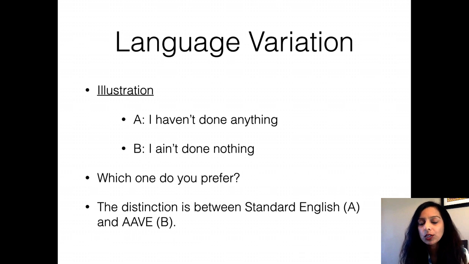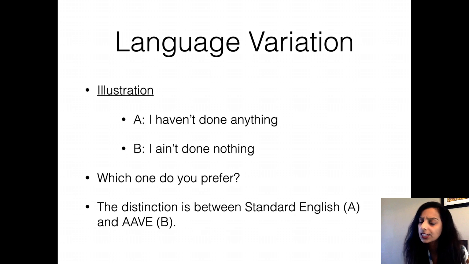Here's another example which is more probably familiar to you. A says, I haven't done anything, and B says, I ain't done nothing. The variation between A and B is that of Standard English, which is A's version, versus dialects of English, or a variation of English called African American Vernacular English. This is really the technical, correct way to refer to African American English, by the way. African American Vernacular English, AAVE.